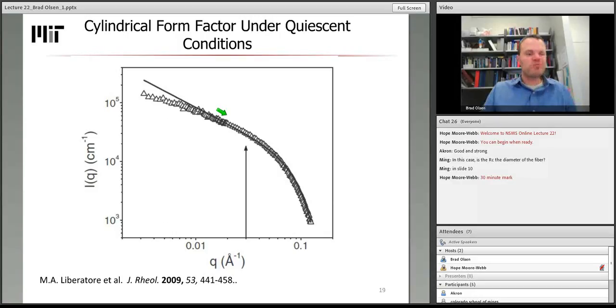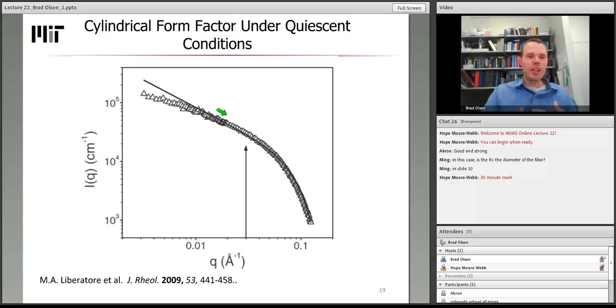So when the authors use neutron scattering to characterize the structure under quiescent conditions, they're able to obtain a relatively good fit with the cylindrical form factor. The raw data is shown here by the triangular symbols, and the cylindrical form factor is the solid line here, illustrating the self-assembly of these materials.